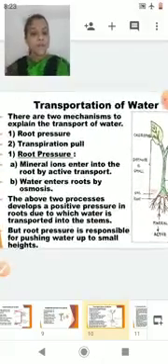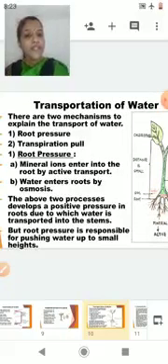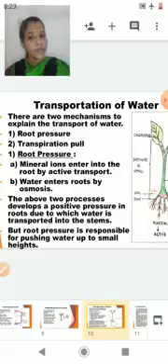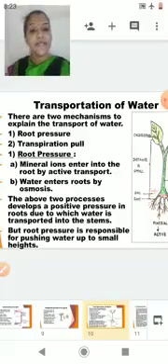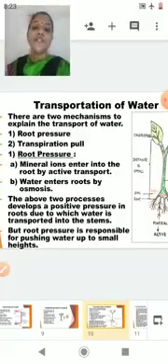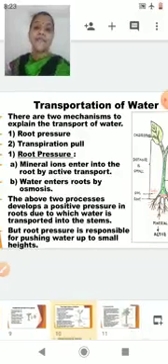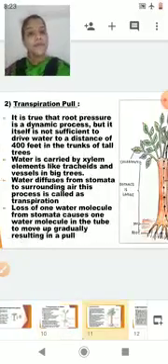So root pressure: mineral ions enter into the root by active transport. Water enters the root by osmosis. The above two processes develop a positive pressure in the root, due to which the water is transported into the stems. But root pressure is responsible for pushing the water up to a small height. Okay. Now students, we will study the next mechanism, that is the transpirational pull.